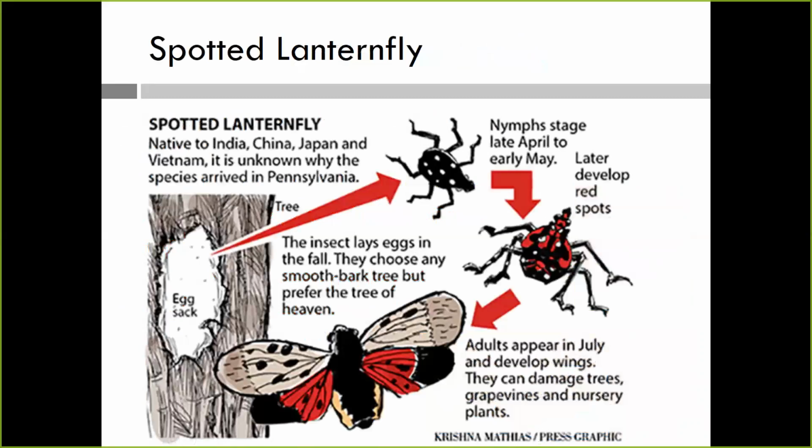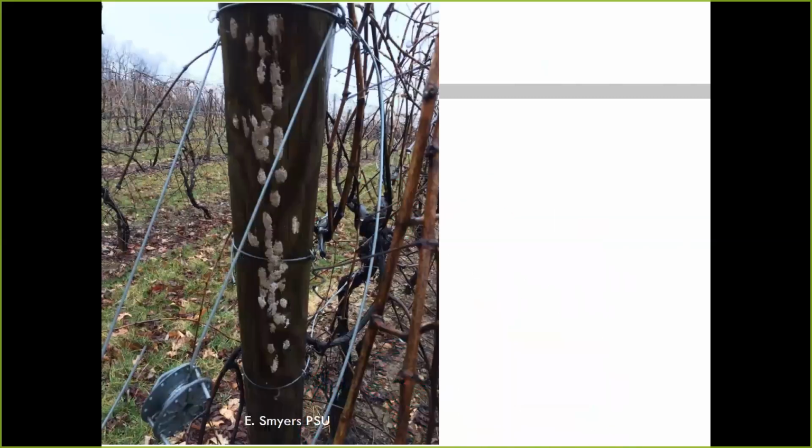This life history over here just sort of explains what they do. They lay the eggs on smooth bark in the fall. The nymphs will hatch from the eggs in late April to early May. Then later they'll develop the red spots, and the adults will appear in July, and they can develop wings, and that's where they'll fly around. So if you see something, this is the only thing that really looks like it.